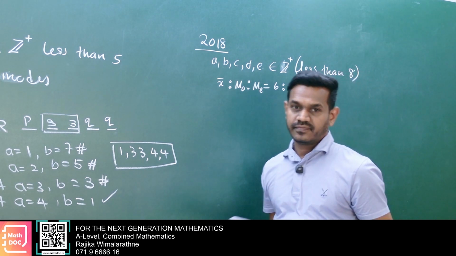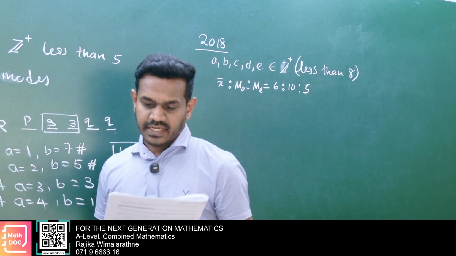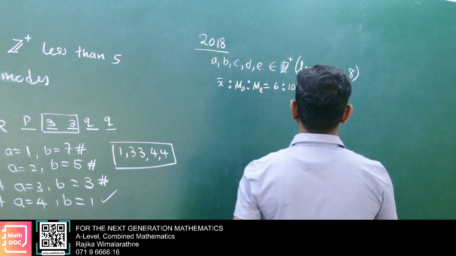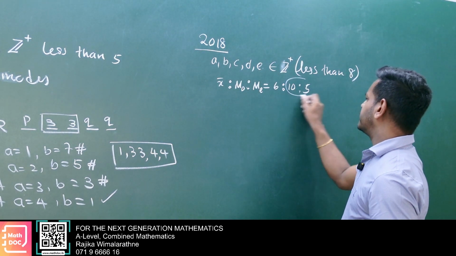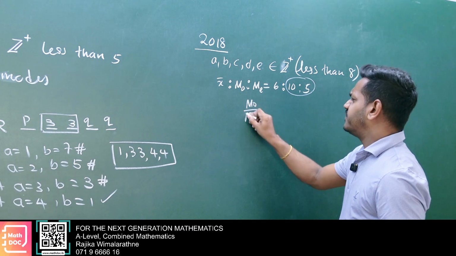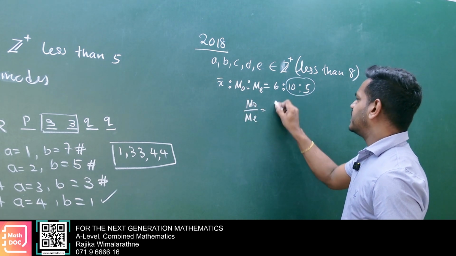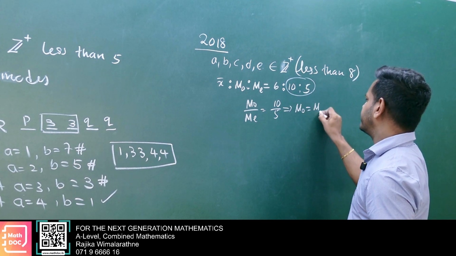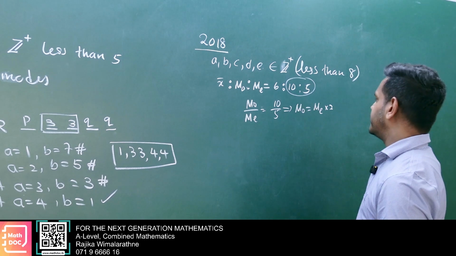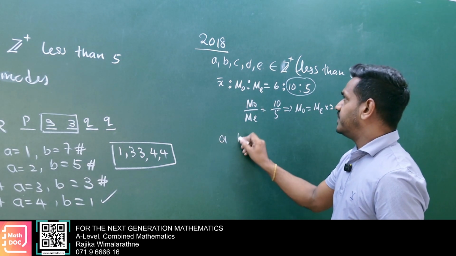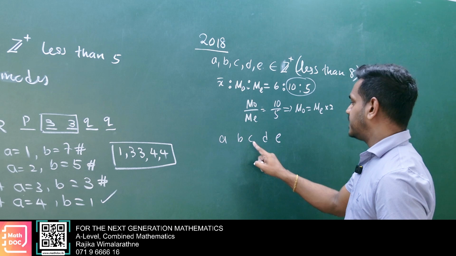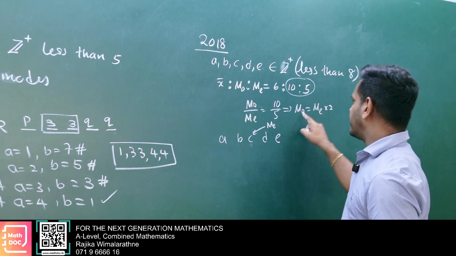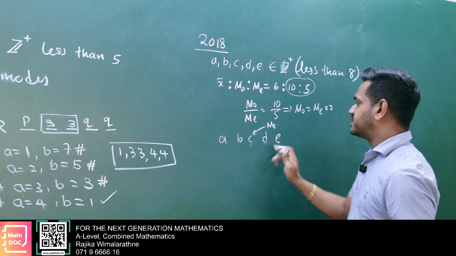Here it is. Median is the middle value. When you compare median and mode, mode divided by median equals 10 divided by 5. Then mode equals twice the median. So you consider A, B, C, D, E, no? Let's say the median is C. Then the mode is twice of that. Then definitely these two will be modes.